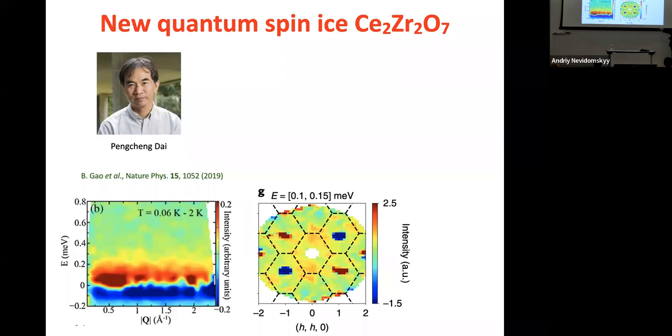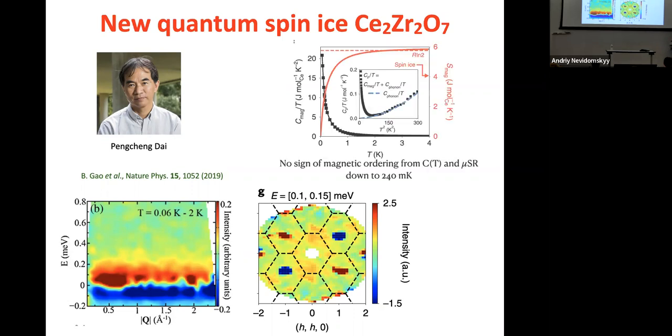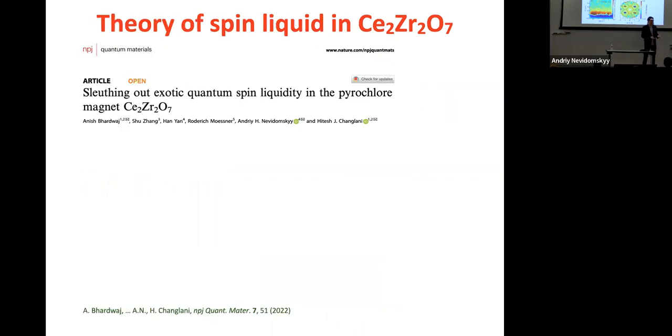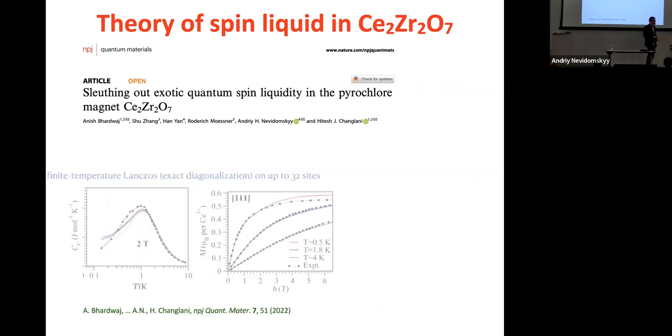And if you look at this, it is a false color map looking from above in the kx, ky plane. Again, you see that actually it looks like there are no sharp Bragg peaks. Instead, you have these diffuse excitations. There were measurements done in Emilia's lab showing that specific heat does not show any signs of phase transitions. And our job as theorists was to try to explain how exactly this happens and what is the underlying theory that works for this material.